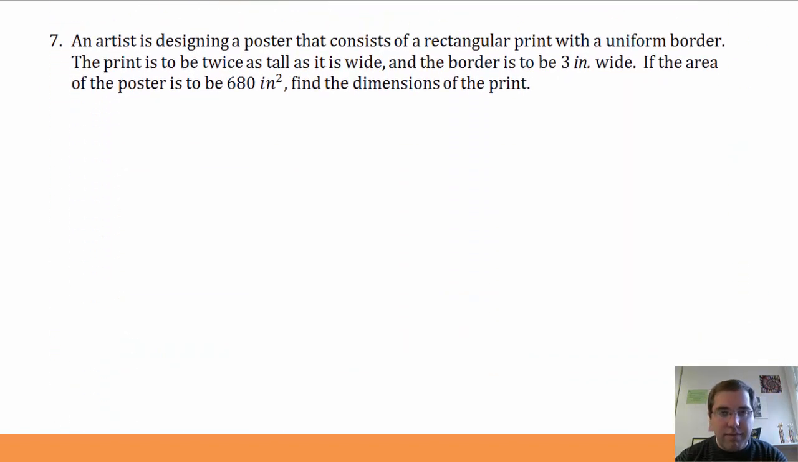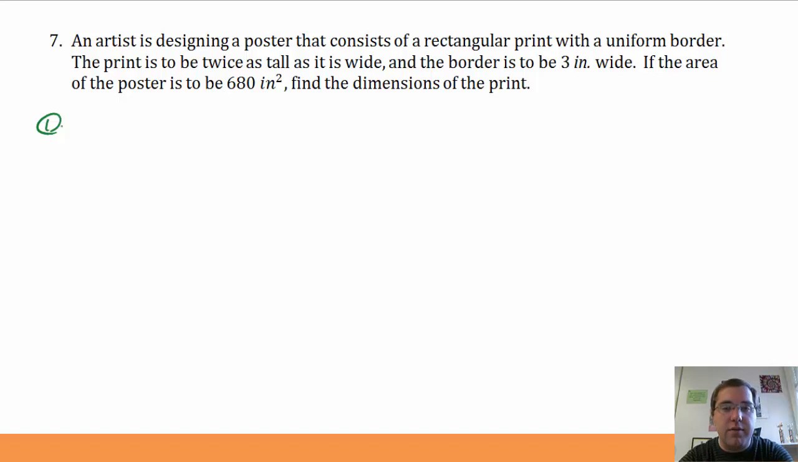How about a word problem? An artist is designing a poster that consists of a rectangular print with a uniform border. That means the border is the same all the way around. The print is to be twice as tall as it is wide, and the border is to be 3 inches wide. If the area of the poster is to be 680 square inches, find the dimensions of the print. So of the actual artwork.